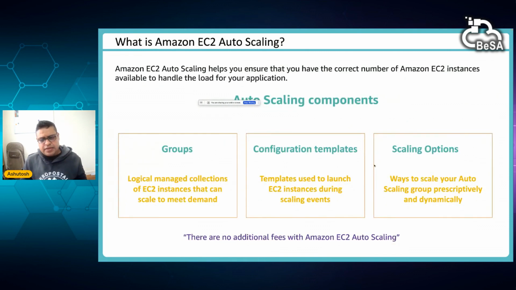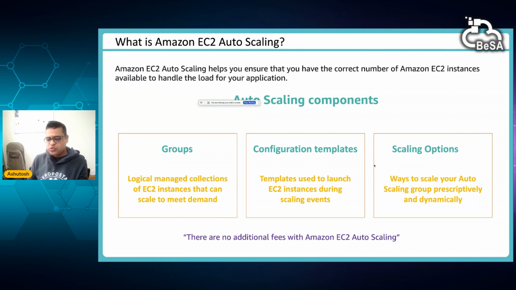It has a couple of components. Just don't worry too much about theory, but I want to give you an overall idea of the building blocks which come together and make the auto scaling feature. Don't focus too much on the terminology, just try to get the idea, right? So it has three main components.